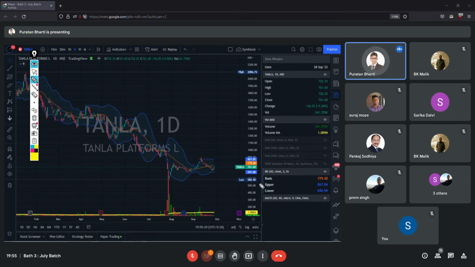On the upper side, it is saying that there is a 95% chance that the stock can possibly go up to 867, and within that 95% chance the stock can fall down to 690.